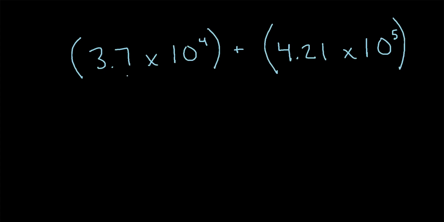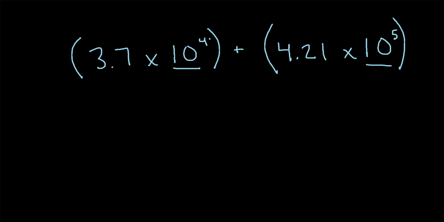Let's say we have 3.7 times 10 to the 4th plus 4.21 times 10 to the 5th. Now, we said that the easiest way to add numbers in scientific notation is to make sure that the numbers with base 10, so these numbers, have the same exponent. So we can see that this one has an exponent of 4, and this one has an exponent of 5. So we want to try to get this exponent and this exponent to be the same number. So I find the easiest way to do that is to identify the smaller exponent, so the 4, and ask how can you make it into the larger exponent? So how can we make the 4 a 5?